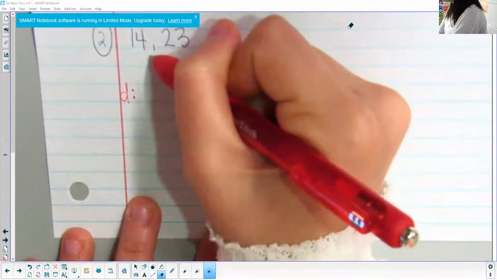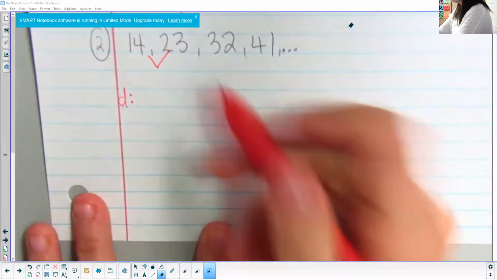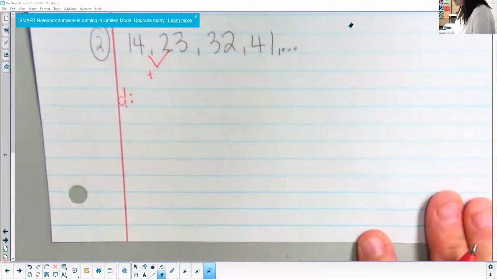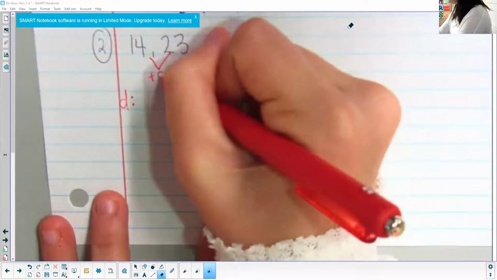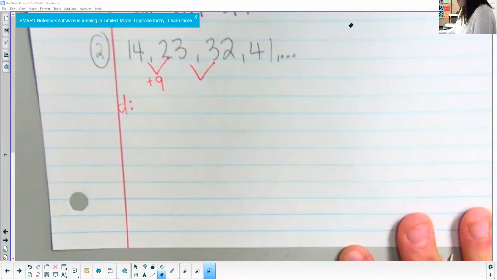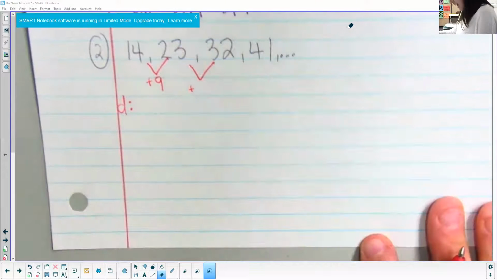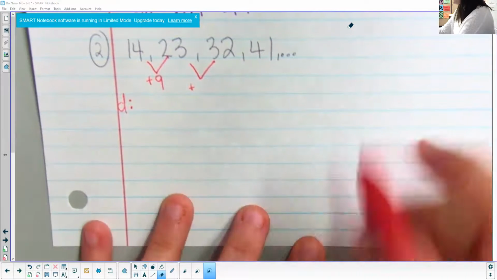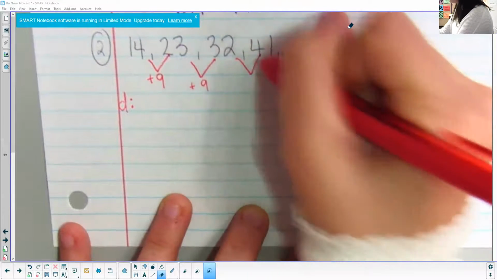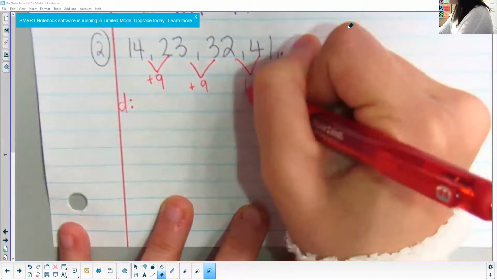Now, I've got to think about this. If I go from 14 to 23, I am increasing in my values. But what am I increasing by? I'm increasing by 9. From 23 to 32, I've also got to check, am I increasing or decreasing? I'm increasing, and I'm increasing by 9. Also here, 32 to 41, I'm also increasing by 9.